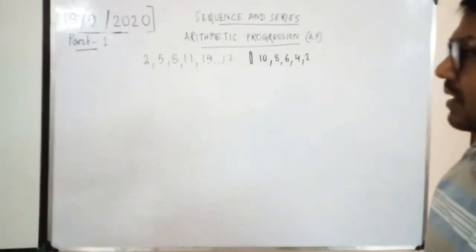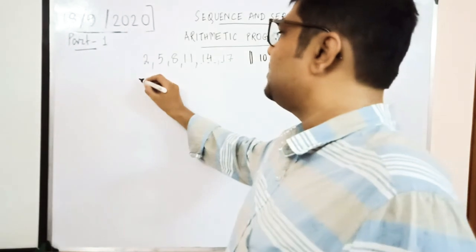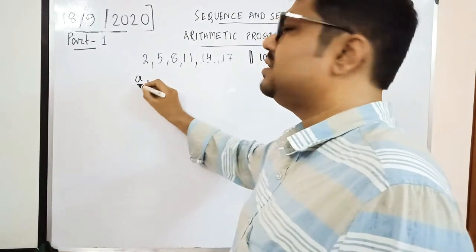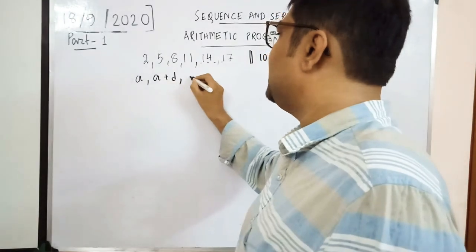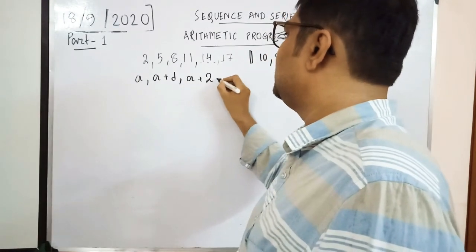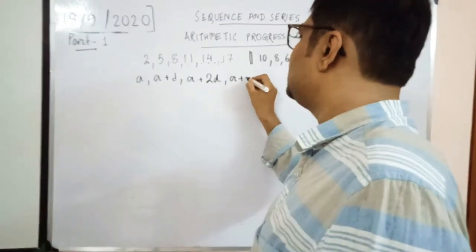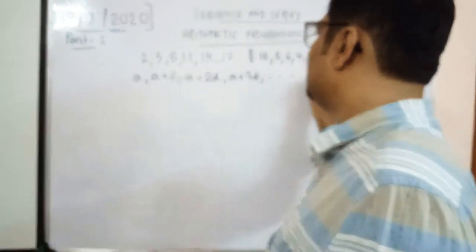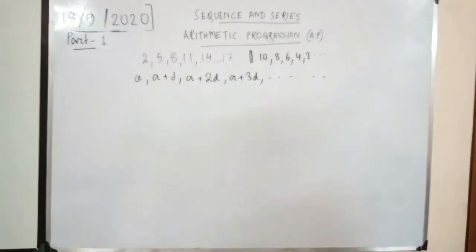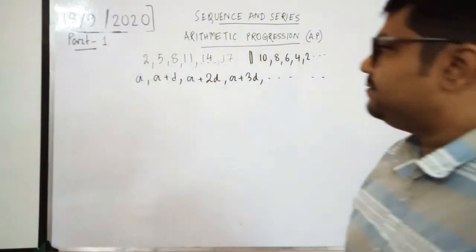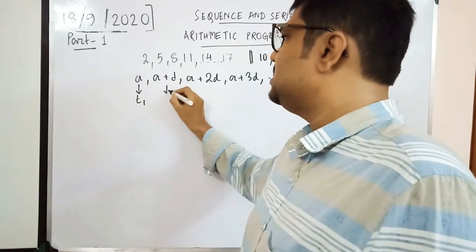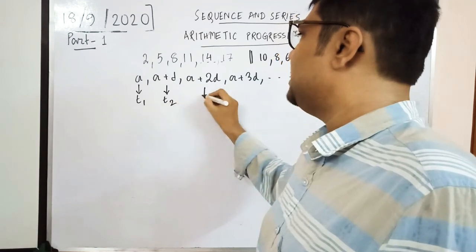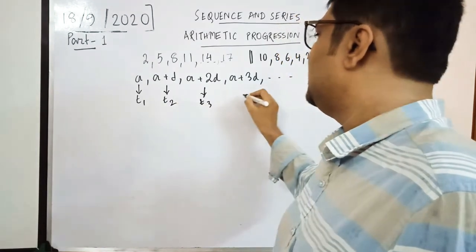If we try to generalize this, we get something like this: a, which is the first term, then a plus d, then a plus 2d, then a plus 3d, and this is how it continues. So I can write this first term as T1. This is obviously the second term, T2, and this is the third term, T3, like that.